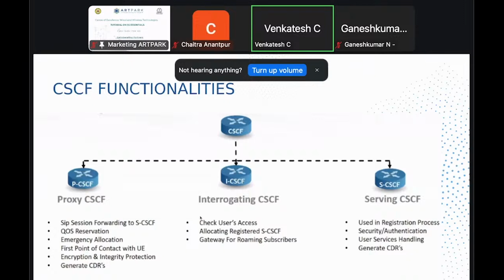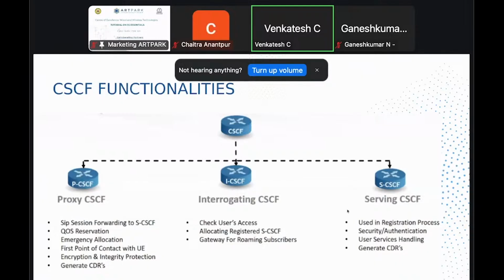Some of the key functionalities of the ICSF: it queries the Home Subscriber Server to verify the user identity, and then it will allocate the registered SCSF. It assigns a suitable SCSF for the session handling, and it will act as a gateway for roaming subscribers. It helps to connect the roaming subscriber to their home network as well. ICSF is particularly important for roaming users, and dynamically it will allocate the resources as well.